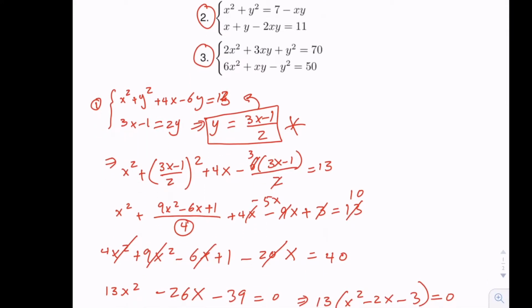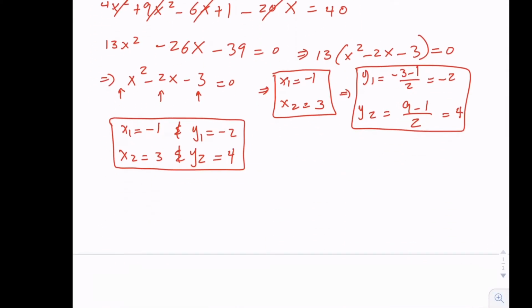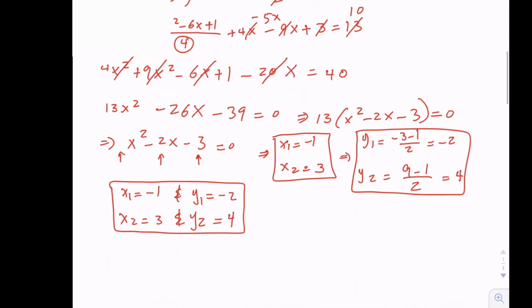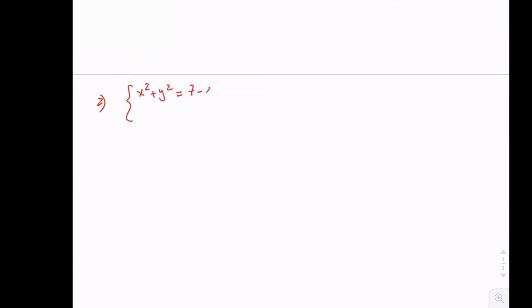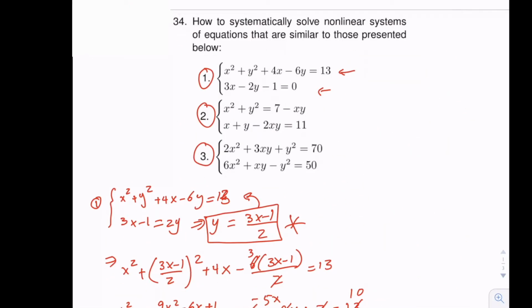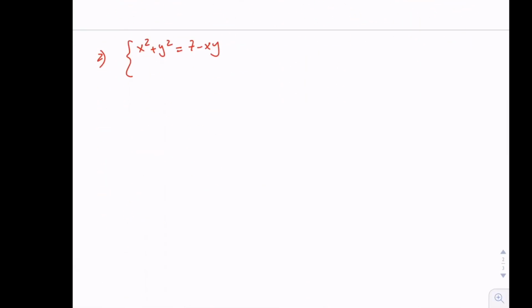So let's try that on this. I need to rewrite this equation. So the first one was x squared plus y squared equal to 7 minus xy. And the second equation was x plus y minus 2xy is 11.